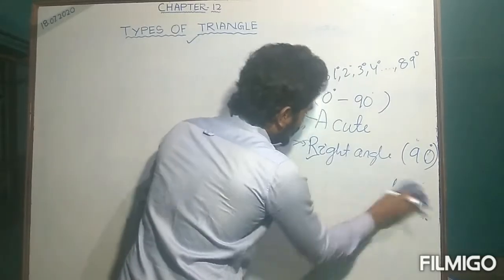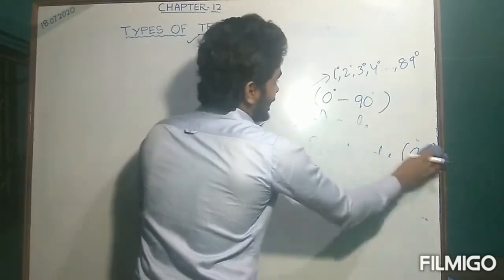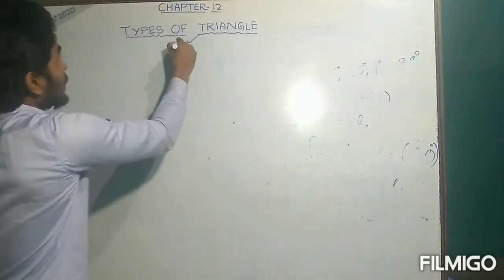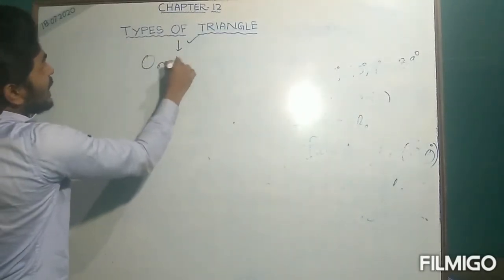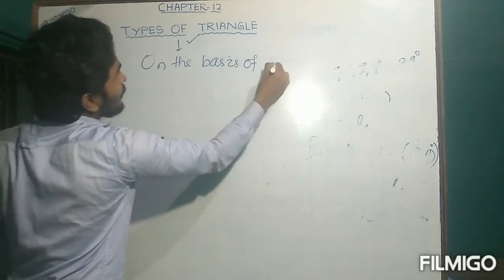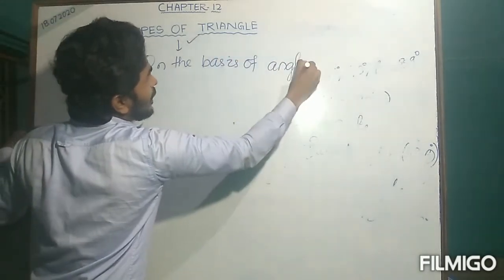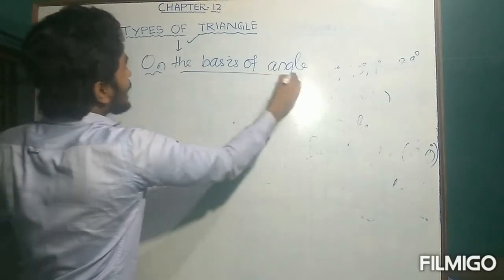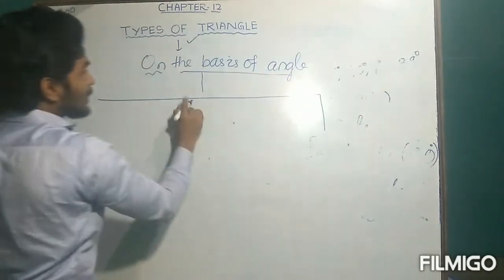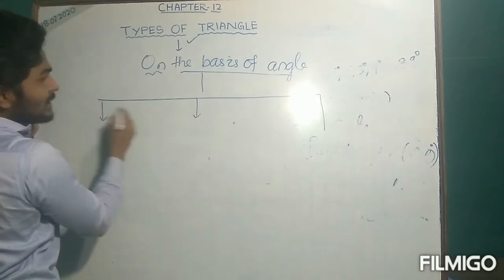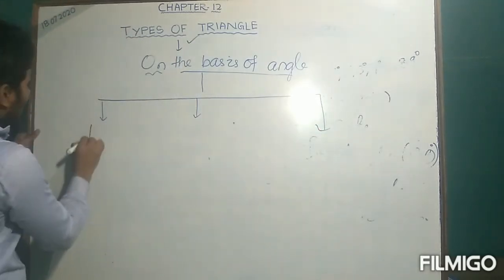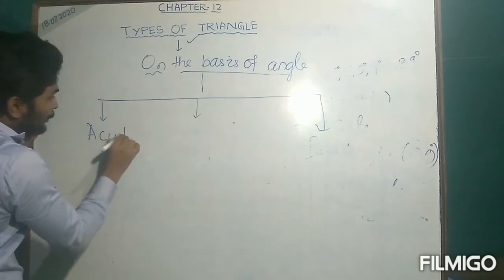Now, what are the types of triangles on the basis of angles? First, we will write: on the basis of angle, triangles are of three types. What are the three types of triangle? The first is the acute angle triangle.